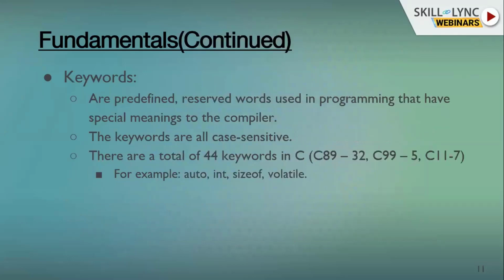Now we talk about keywords. Keywords are predefined and reserved words for C programming, and they have a special meaning to the compiler. Keywords are case sensitive. There are a total of 45 keywords in the latest version. For example, auto, int, sizeof, volatile, and many more. So these are known to the compiler.